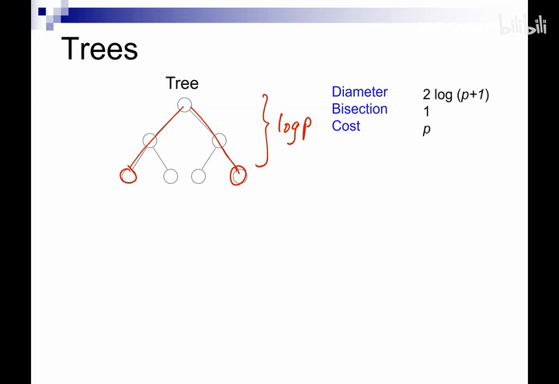But the problem is that it has a very low bisection width. So for example, if you cut the tree like this, then there's very little communication bandwidth between this half of the tree and the other half, because all of the messages have to go through the single link.